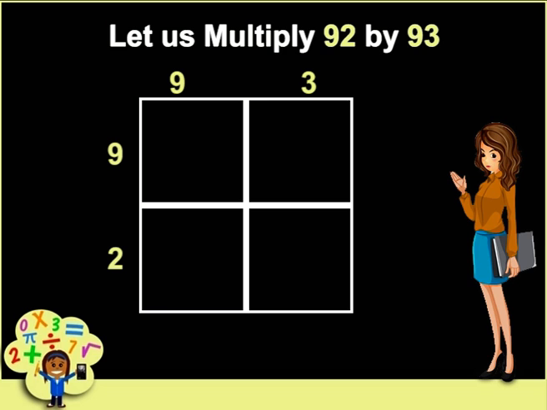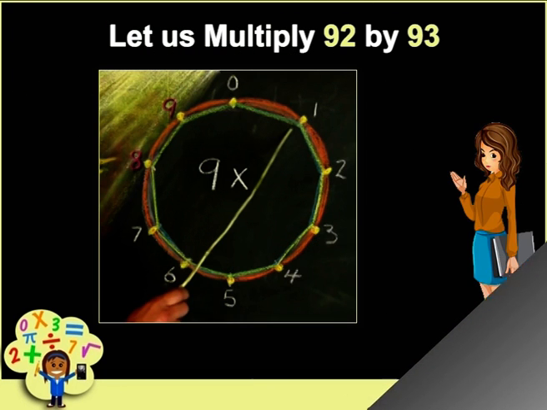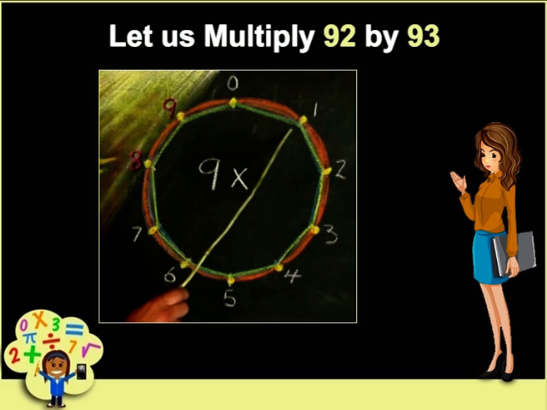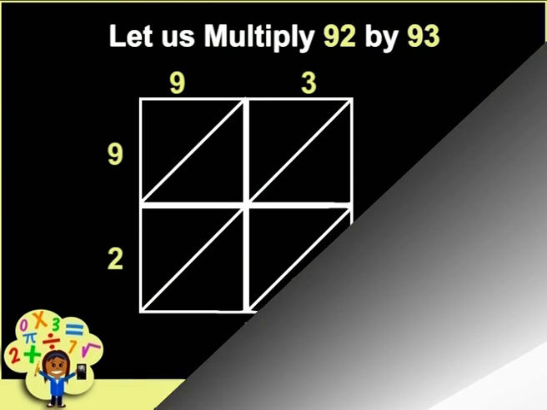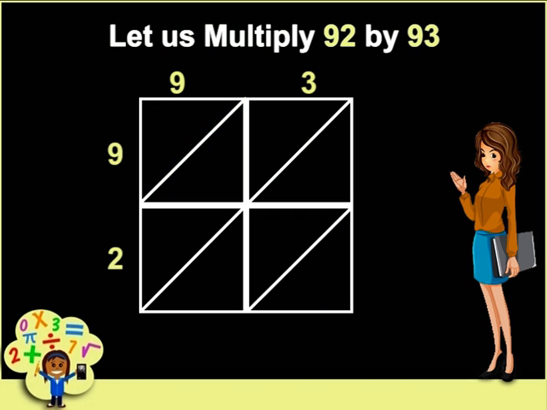We will divide each small square into 2 parts as shown. Let's learn how to do multiplication using this method. First of all, we will multiply 9 by 9. As you know from the table circle, 9 times 9 is 81. We will write 81 in the first small square, 8 at the top part and 1 at the bottom part of the diagonal as shown to you.